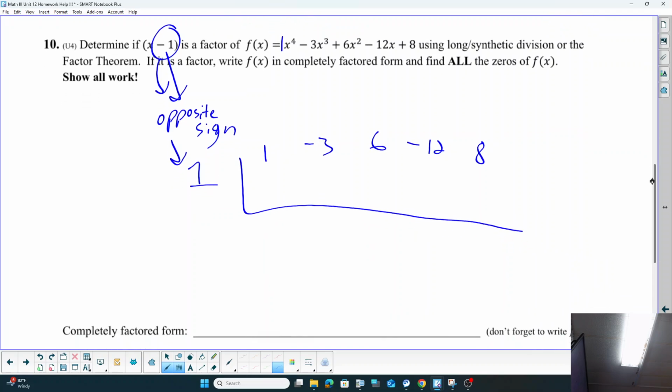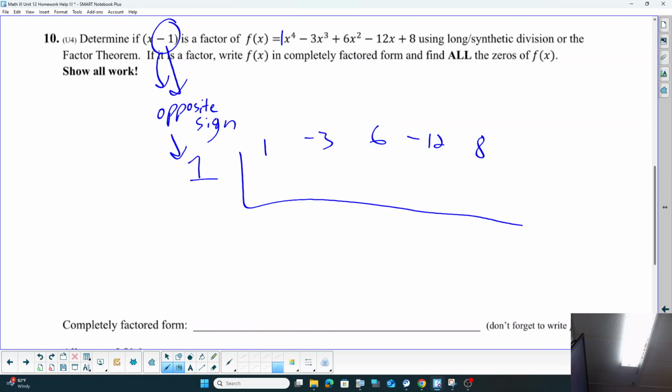Factor all the zeros, right? So we're going to bring down the 1 first. That's the first step. Don't forget to bring down that first term. Then you multiply and combine it.